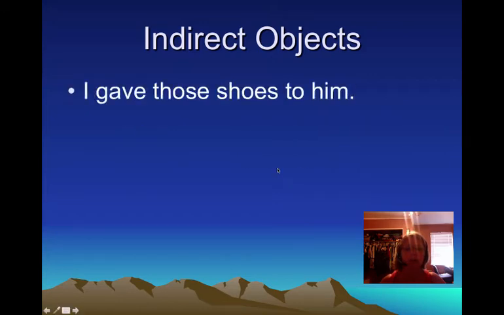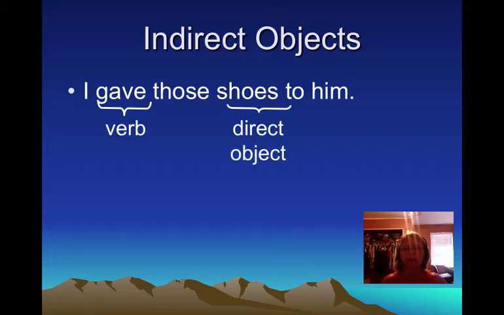Okay, más. I gave those shoes to him. Gave, el verbo. I es el sujeto. Shoes es el objeto directo. Y finalmente, him es objeto indirecto.